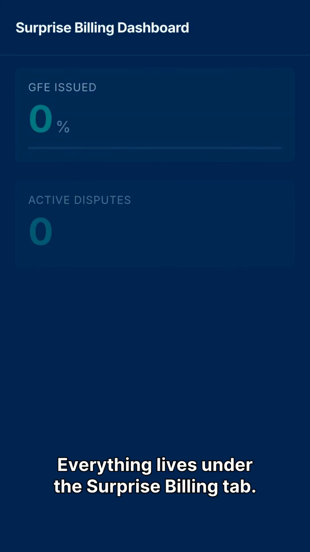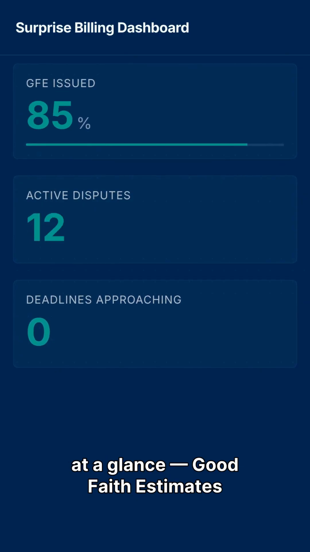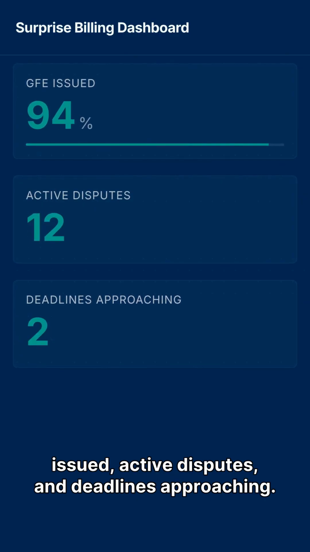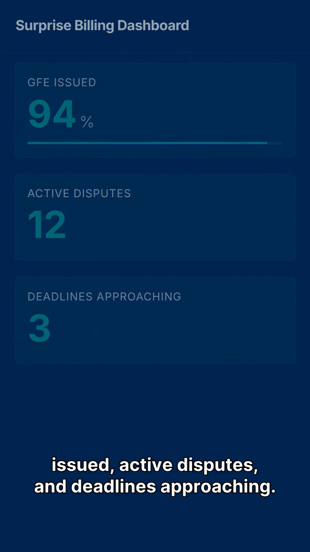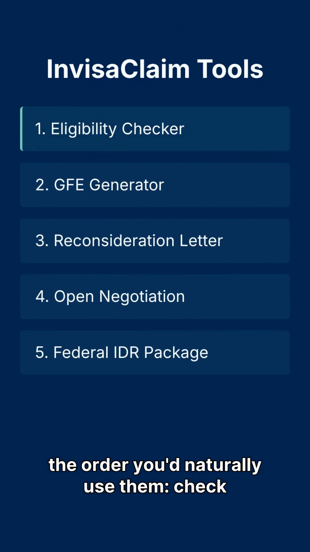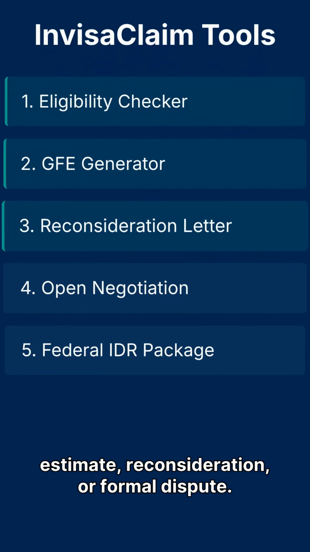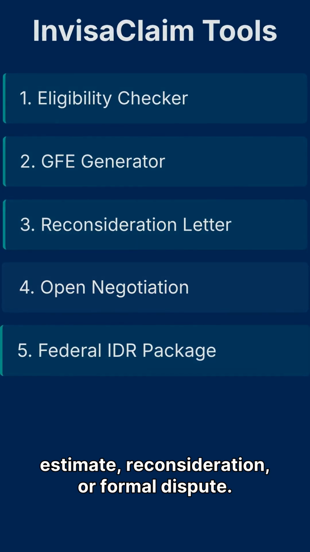Everything lives under the Surprise Billing tab. At the top, you see your compliance at a glance, good faith estimates issued, active disputes, and deadlines approaching. Below that are the tools themselves, in the order you'd naturally use them. Check eligibility, then choose the right path. Estimate, reconsideration, or formal dispute.